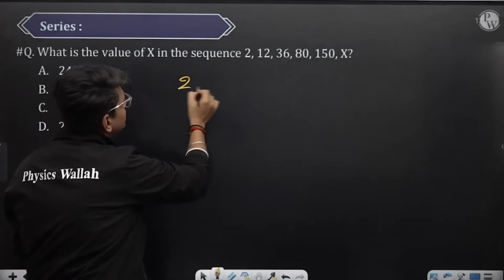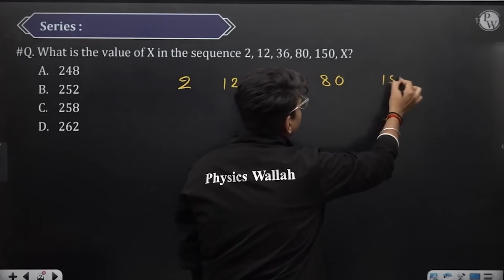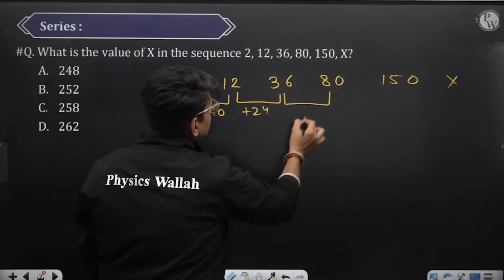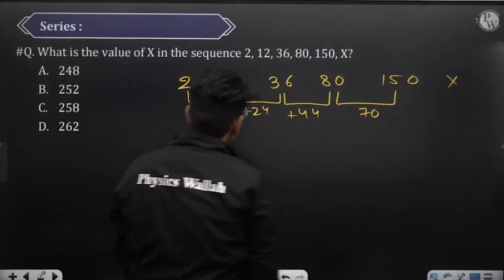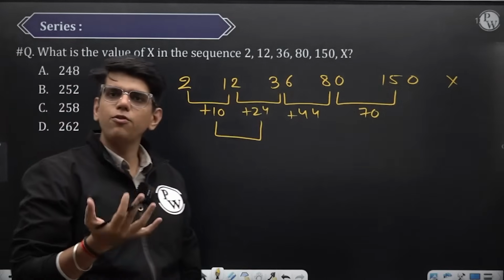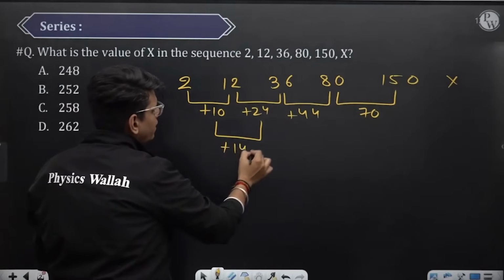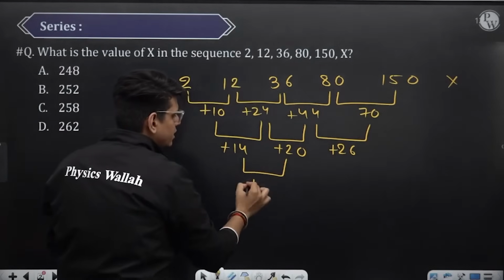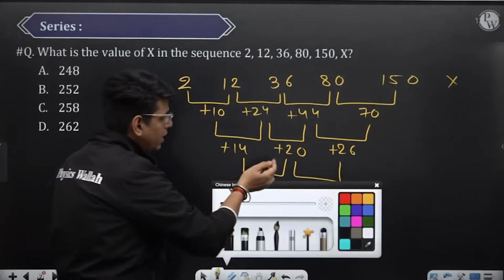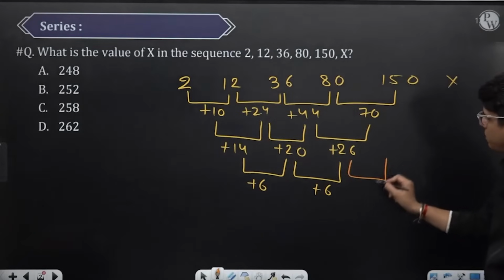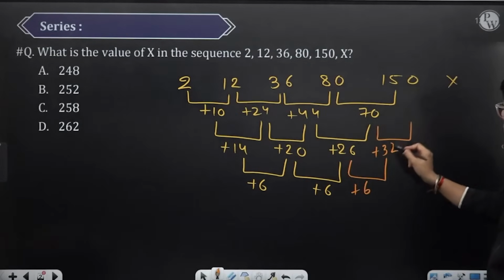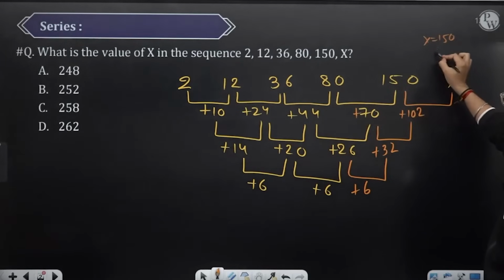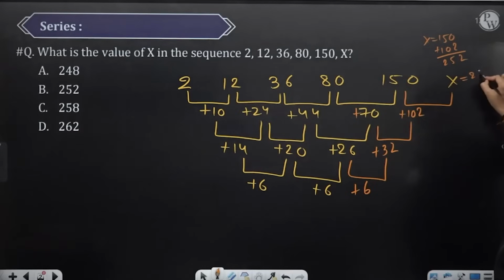In this series, if you take the first difference, the first difference here is 10, 24, 44, and 70. Now if you take the difference again, these types of series are called difference of differences series. The differences are 14, 20, and 26. Again, if you take the difference, this is plus 6, plus 6. So the third difference is coming out to be the same, so we will follow the same pattern. Plus 6, this is plus 32, this will be plus 102. And if this is 102, x equals 150 plus 102, so x equals 252.